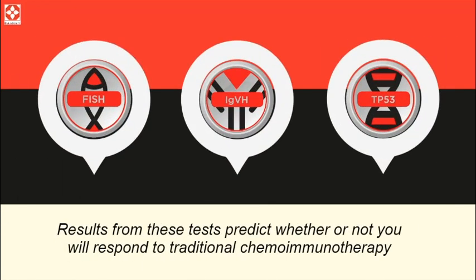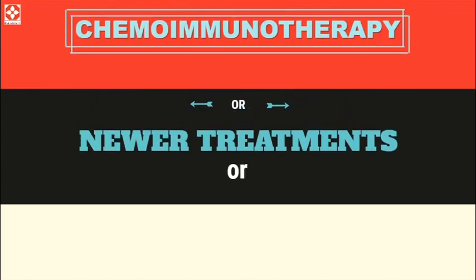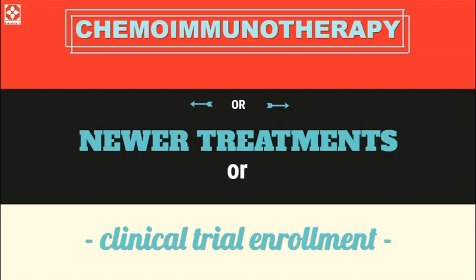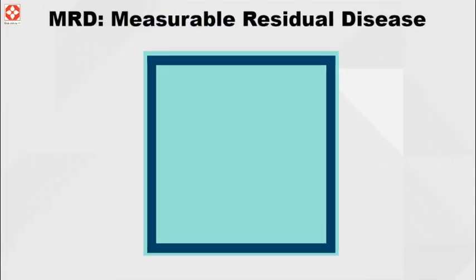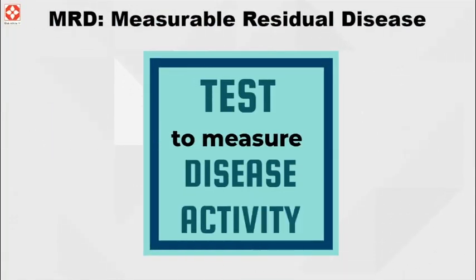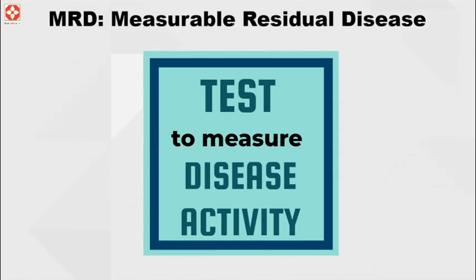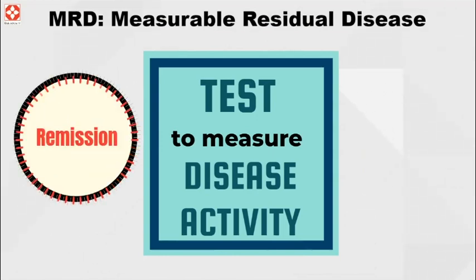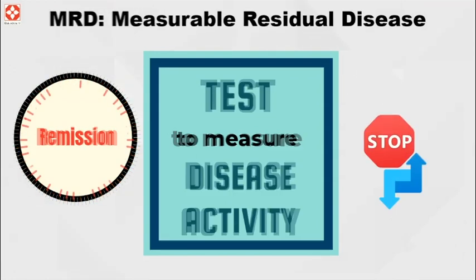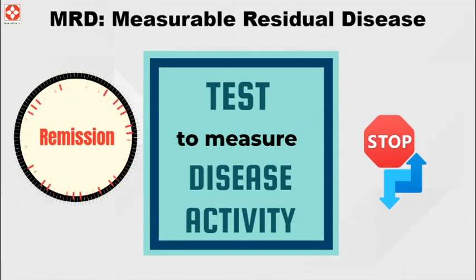For example, your test results will determine if you will be resistant to chemoimmunotherapy or if another type of approved treatment would be better, or even those treatments being studied in clinical trials. Another type of testing is called MRD. It is a test that is performed after you have undergone treatment to see if you are in remission, or during treatment to help your healthcare provider know if it is time to stop or modify the treatment. It may be run from a sample of blood or bone marrow.